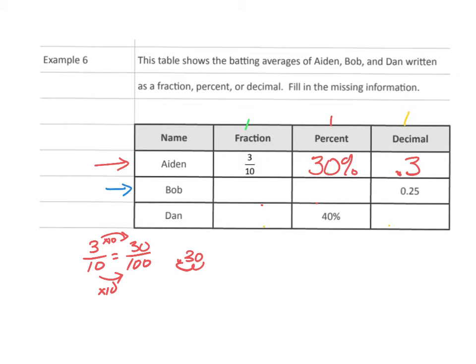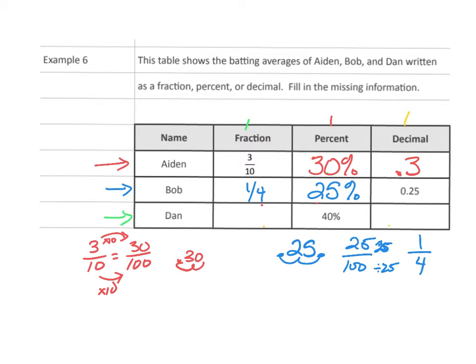Okay, let's do Bob. Bob, we have the decimal. Well, now to make it into a percent, it's already a decimal. Instead of going to the left, we're going to go to the right twice, which makes it 25%. Now, as a fraction, 25 over 100, but I want it in simplest form. So I'm going to divide both of these by 5. Actually, I can divide both of them by 25. Divide by 25. That would give me 1/4. That would be my fraction.